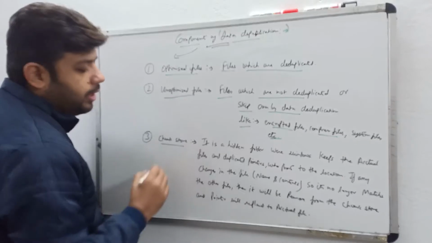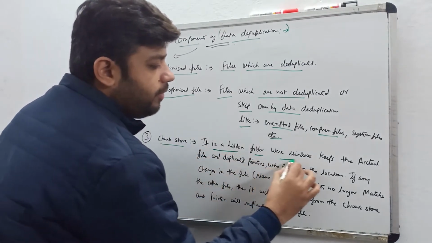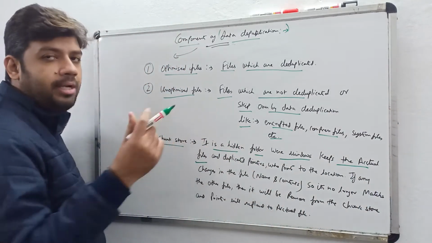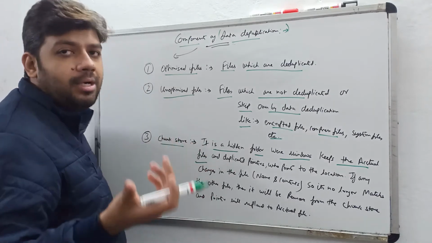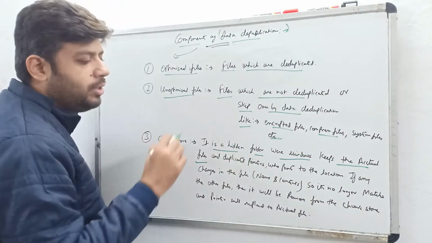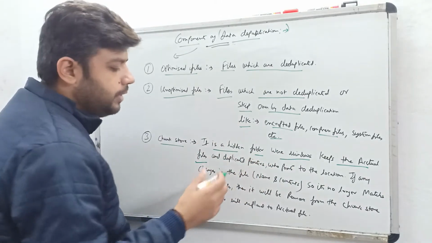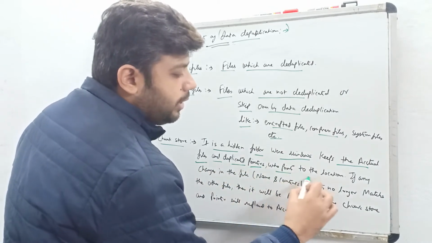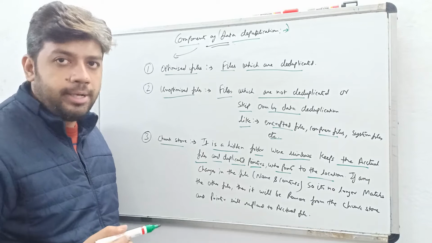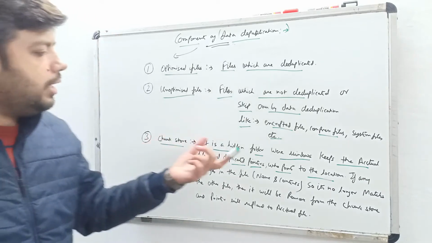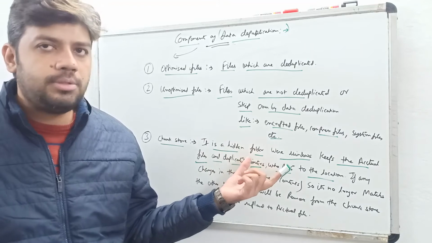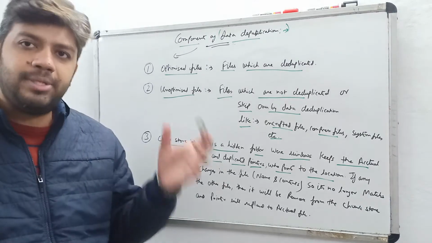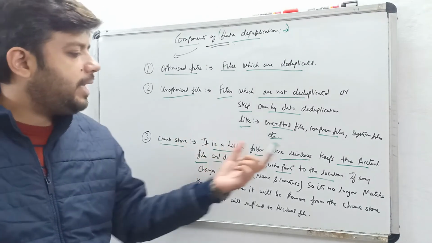Now the third one, the chunk store. It is a hidden folder where Windows keeps the actual file. It's a hidden folder in the operating system, Server 2012, 2016 or 2019, whatever server you are using. Right now we are using 2019, so in 2019 there is a hidden folder. It keeps the actual file and the deduplicated pointers that point to the original location. Imagine there is a file named abc.txt: it keeps that abc.txt file and it keeps its original location too.